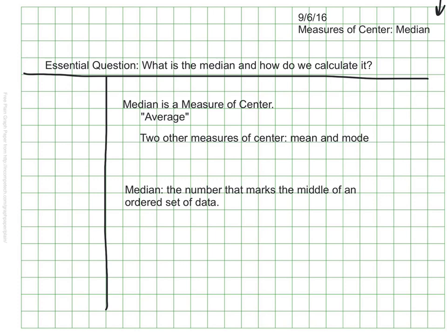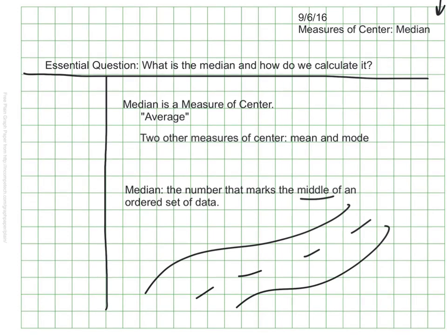You know that line that goes down the middle of a road or street? That's called the median. That's the middle of the road, just like the median is the middle of an ordered set of data. Let's take a look at a set of data and find the median for that data.